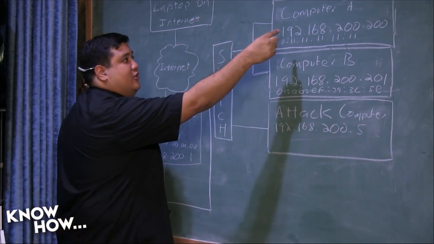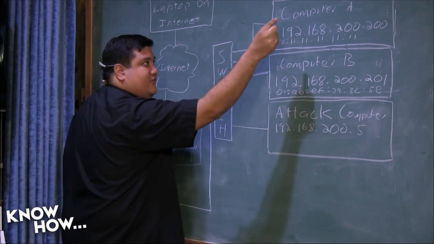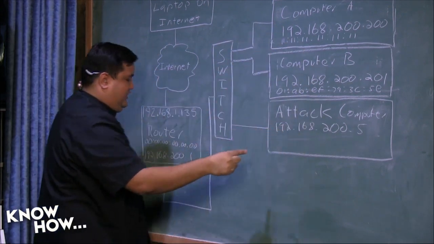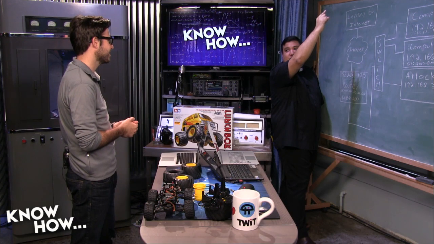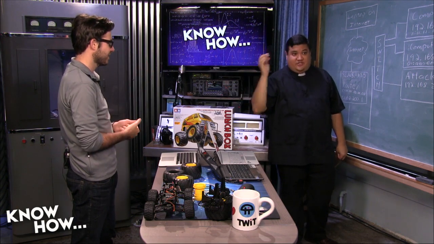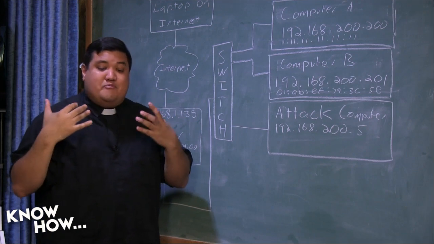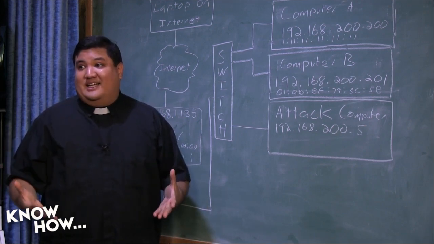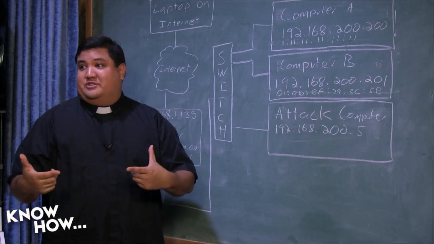So instead of the packet going from the computer to the router to the internet, it goes from the computer to the attack computer, and then the attack computer passes it to the router, to the internet. So it collects everything. It's like when we're dealing with a hub, right? This is just like a tap. This is a very basic man-in-the-middle attack.